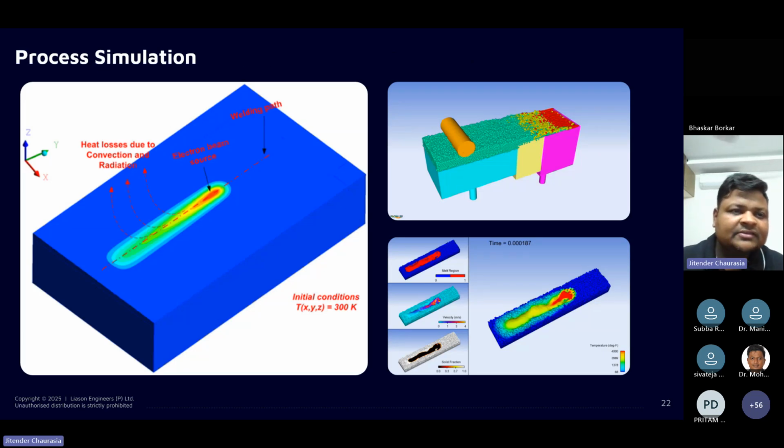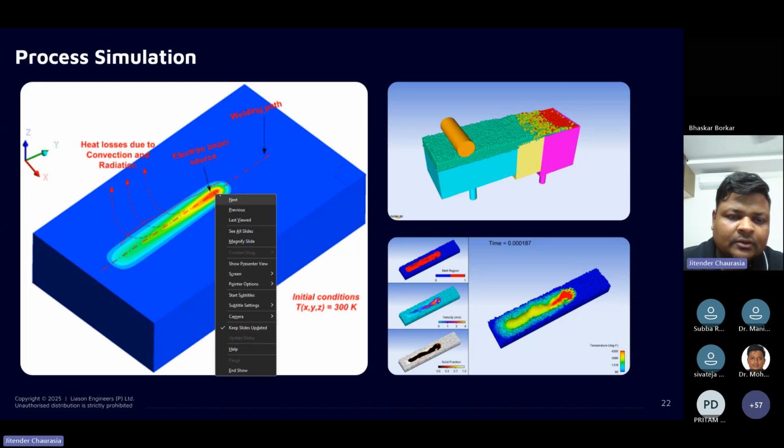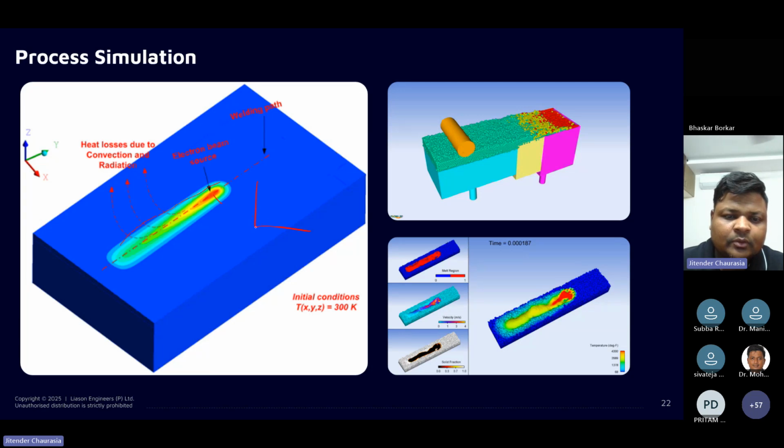These are some examples of process simulation, how it looks. You can see it's a very simple model and there is a heat source moving, and you can plot the temperature, how it reduces from the center. All these things can be plotted. This is one DEM, discrete element modeling of a PBF process. As I explained in the starting, it need not be LPBF, it can be any PBF process. It shows how well your powders are being deposited. This is again a thermofluid simulation of a PBF process.